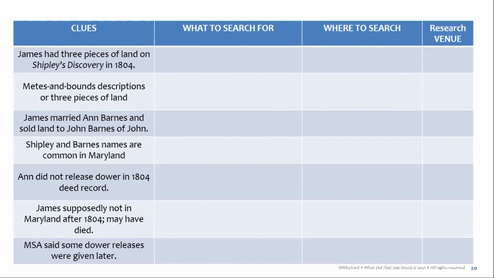So my first clue is that James had 3 pieces of land on Shipley's discovery in 1804. What am I going to search for? Well, I'd like to know when he received them and who from. I'm going to go to the indexes and deeds from mdlandrec.net. Luckily, I can do this online.